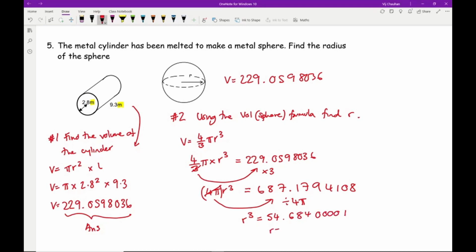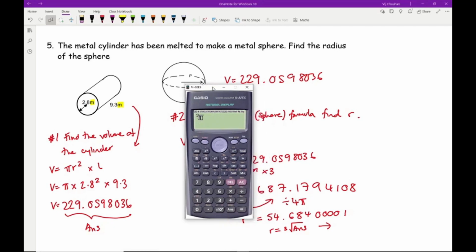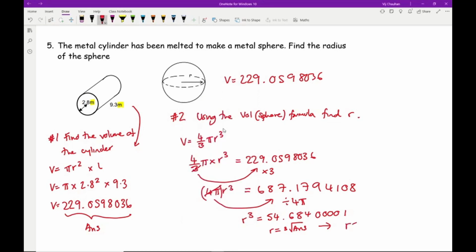The next thing I then need to do is cube root the answer. Let me just show you how to type this in on a calculator. Here we want shift and then the cube root, and then we're just entering the numbers in. So I've got 54.684000001 equals, so I've got a radius to 2 decimal places of 3.8, and so r equals 3.8 metres to 1 decimal place, and there is our final answer.